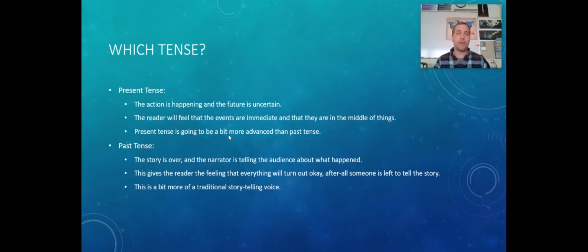So when you write in the past tense, there's never really that big worry, especially if it's first person, that the narrator is going to come to some serious harm, because they're still there to tell the story. But this is a little bit more of a traditional storytelling voice, and you're going to find the vast majority of stories are written in the past tense. But it's probably more recommended, if you're a beginning writer, to write a story that already happened rather than one that's happening immediately.